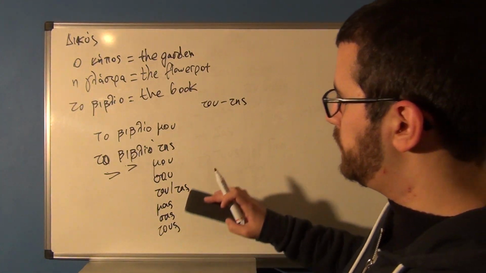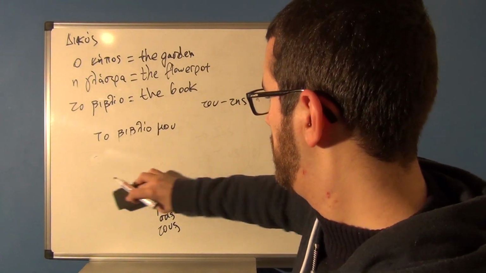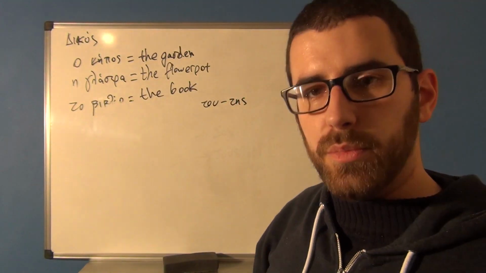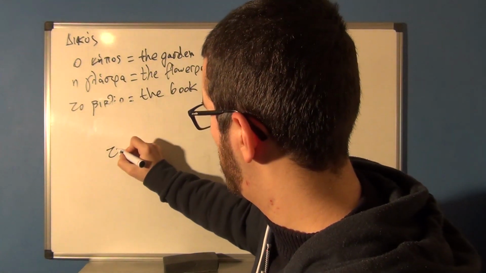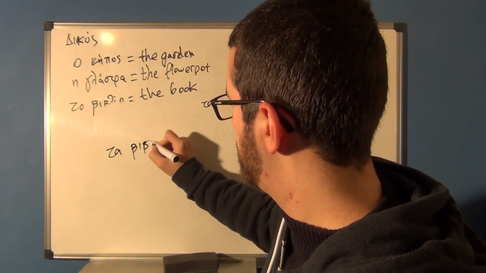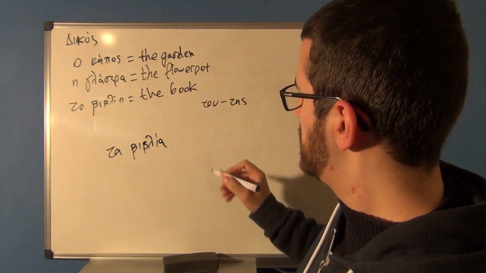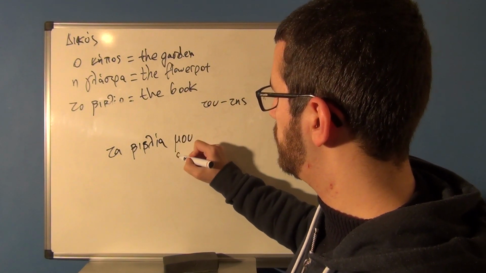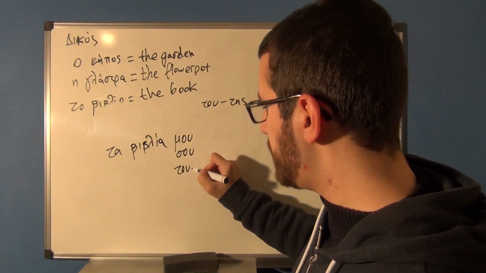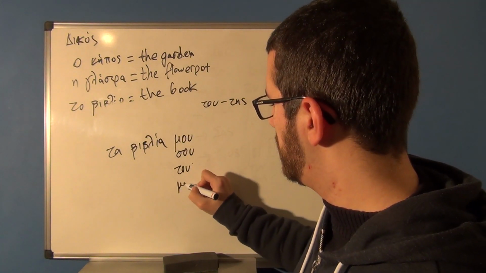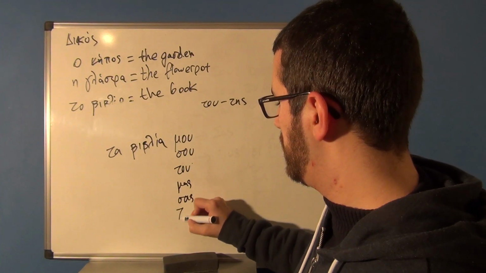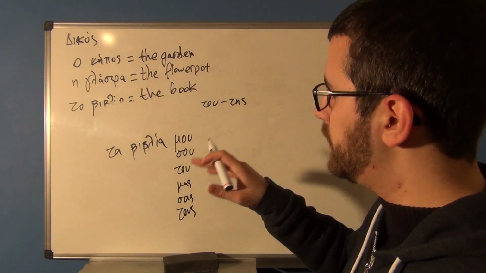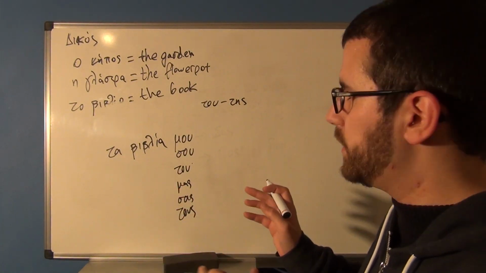So if you want to change the form and say that instead of one book, it's a lot of books, τα βιβλία, that's τα βιβλία μου, σου, του. It's the same thing all over again. Μας, σας, τους. This pretty much sums it up. This is a simple way of showing possession.